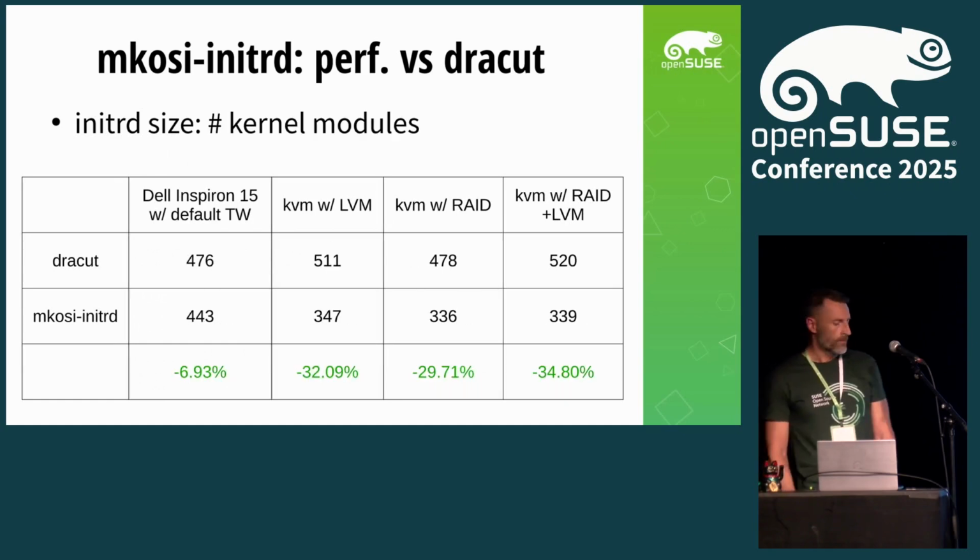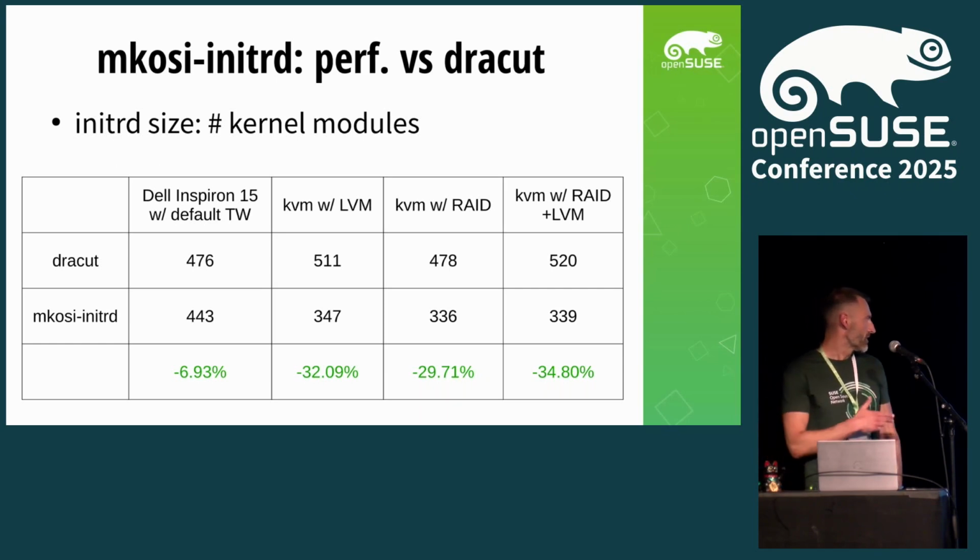Number of kernel modules. A lot of kernel modules on my laptop because of the media drivers. No, sorry, but not so much. There are more kernel modules installed with dracut than with mkosi-initrd, because dracut, with every dracut module, installs a set of kernel modules that sometimes are not necessary. And mkosi-initrd has a small set of kernel modules that are always installed, and then installs all the kernel modules loaded on the system.